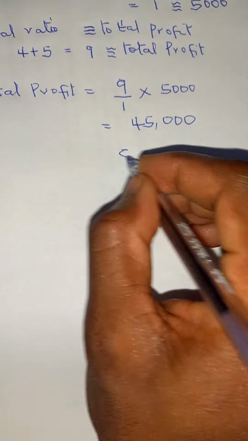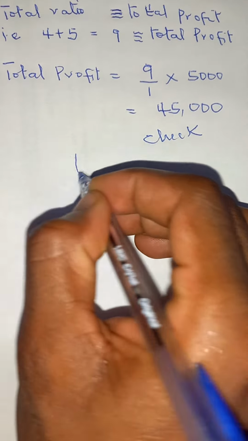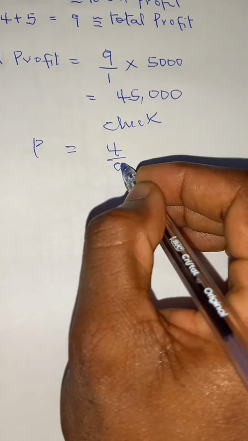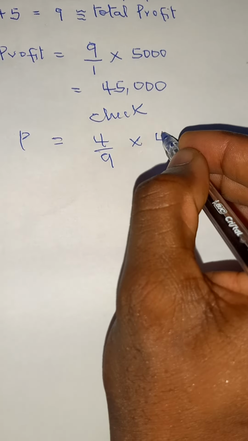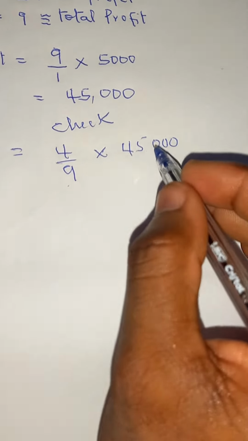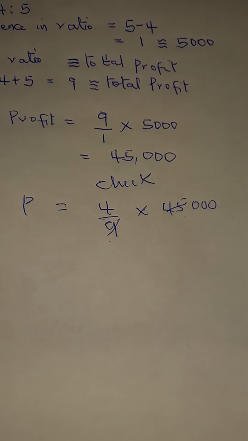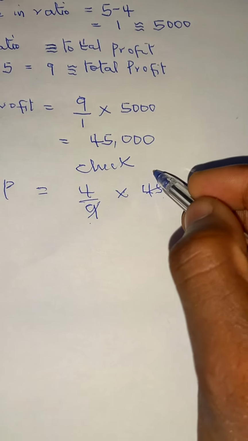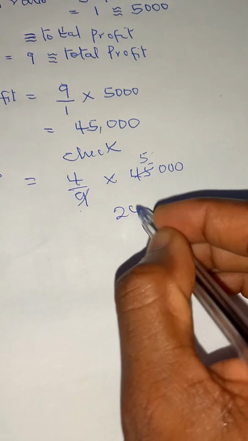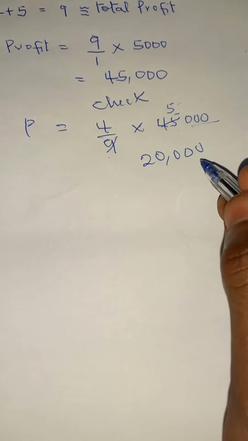But in order to make things clear, let's cross check. So let's look for Peter's share. Peter's share will be Peter's ratio over the total ratio times 45,000. Once again, you can see that the divisor here is 9, and therefore we are multiplying by 45. This 9 divides 45 5 times. 4 times 5, that is 20. How many zeros here? 3 zeros. So it means Peter's profit is 20,000.